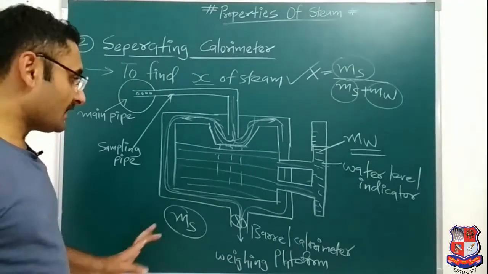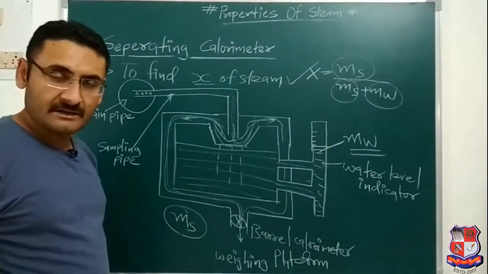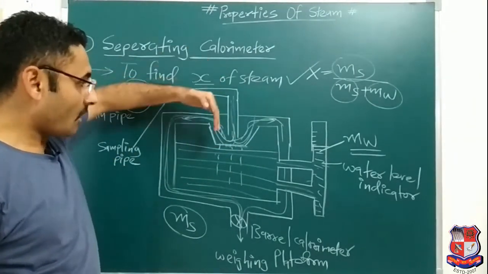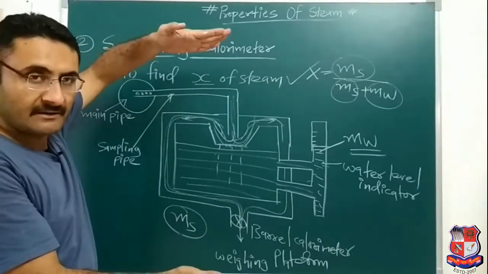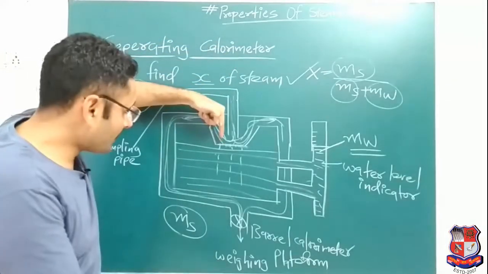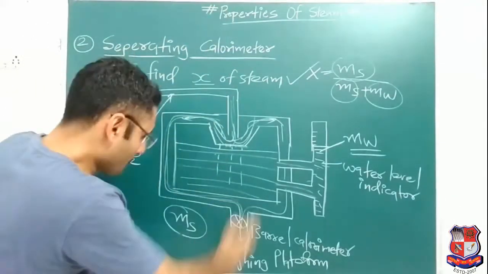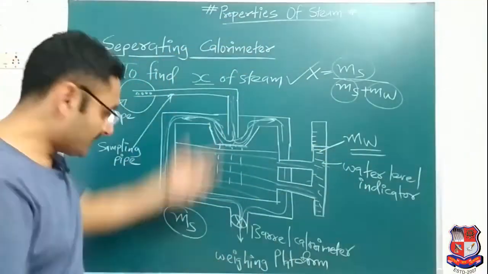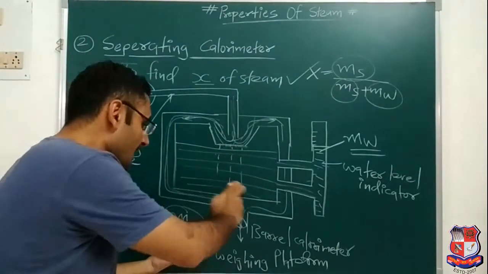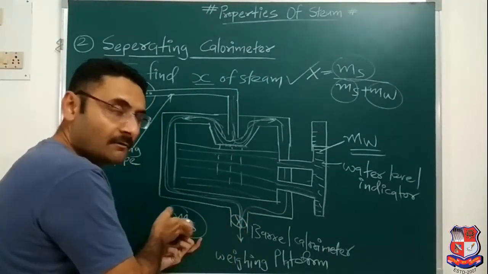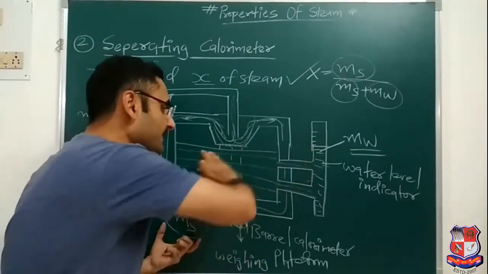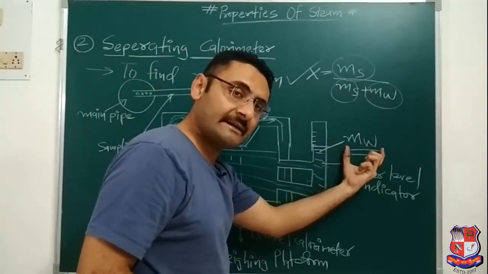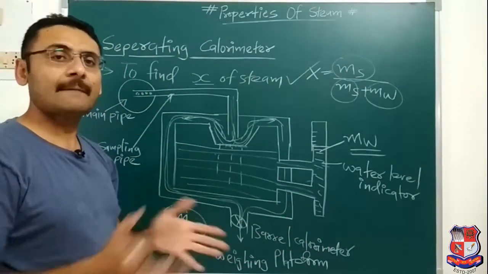Clear about that? Now, why is it known as the separating calorimeter? The simple thing is that over here, first of all, water and vapor, both particles are separated. Then the separated vapor particles are measured with the help of the barrel calorimeter, and the separated water particles are measured with the help of the water level indicator. That is why it is known as a separating calorimeter.